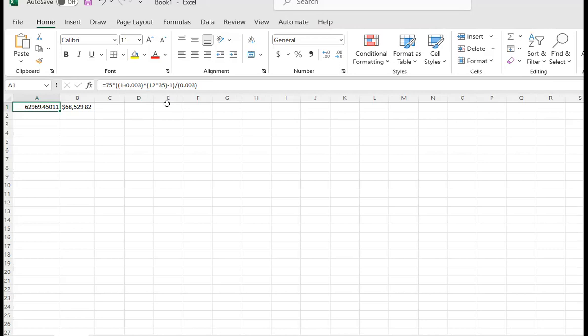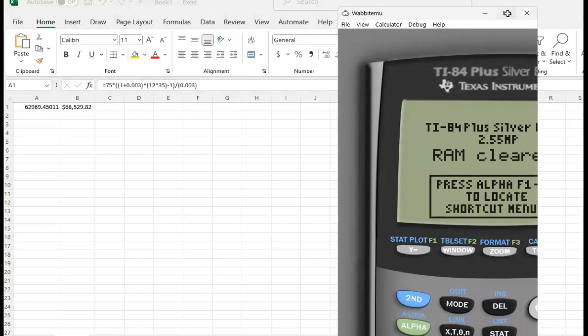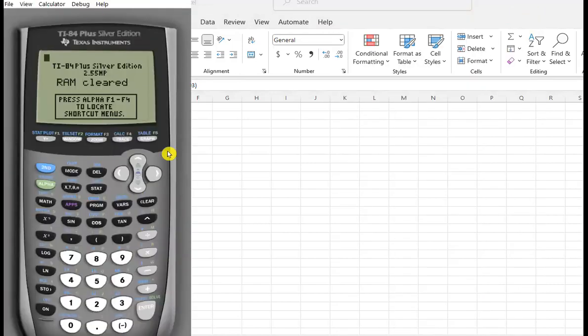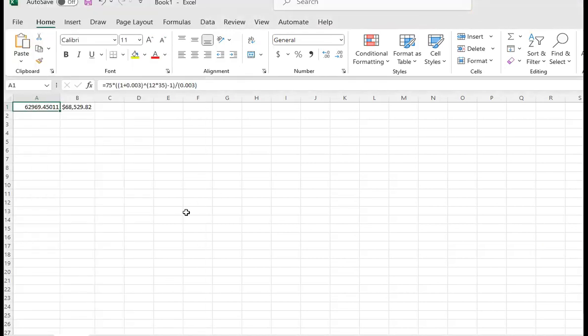If you want to see how to use a TI-84 to do this instead, TI-84 is my typical go-to calculator, this fella. If you have one and you want to know how you would do it on your own calculator, you can let me know in the comments. But generally, I do recommend Excel because it's available, it works, and it prevents you from having to round and get the incorrect number. So hopefully this video was helpful, and I will wish you luck.